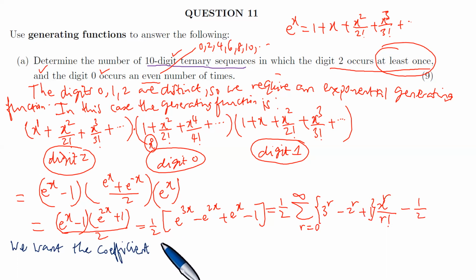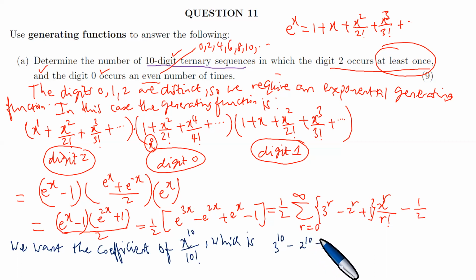Right, we want the coefficient of x to the power 10 over 10 factorial, which is, hey, we can use the recurrence relations we saw before, just to test the understanding of the method. But yeah, we need a bit more drilling on these questions because they can emerge a bit tricky sometimes. So it's 3 to the power 10 minus 2 to the 10 plus 1, you divide by 2.